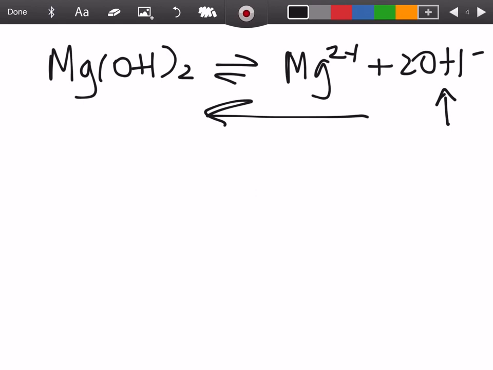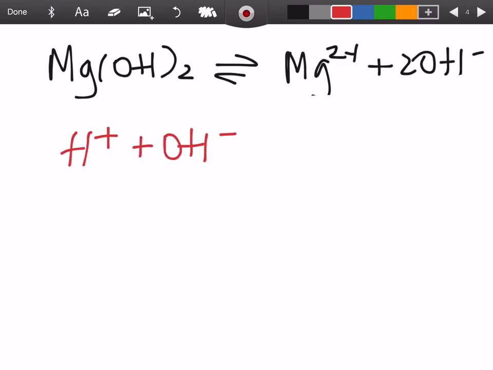If instead I added H plus ions, like in part B, well, those H plus ions are going to react with the OH minus ions here to form water. We know H plus and OH minus will make H2O. So that's really like I'm decreasing the amount of OH here. I'm taking OH minus ions out of my solution. I need to shift towards that decrease so I can make more of those OH minus ions. So I'll shift to favor the forward reaction, which means I'll have less solid and more aqueous ions. So this will increase my solubility here.